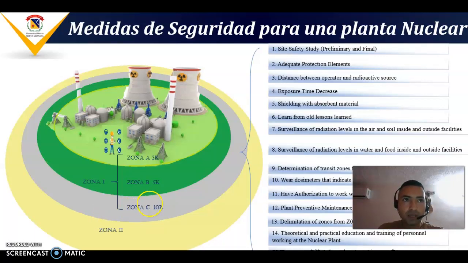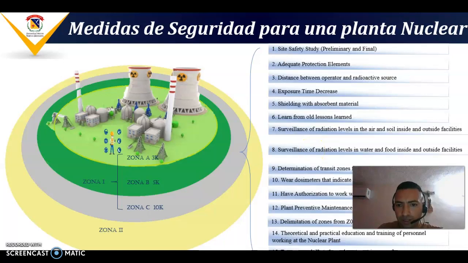I am going to talk to you about the security measures for a nuclear plant. 1. Site safety studied, preliminary and final. 2. Adequate protection elements. 3. Distance between operator and radioactivity source. 4. Exposure time decrease. 5. Shielding with absorbent material.